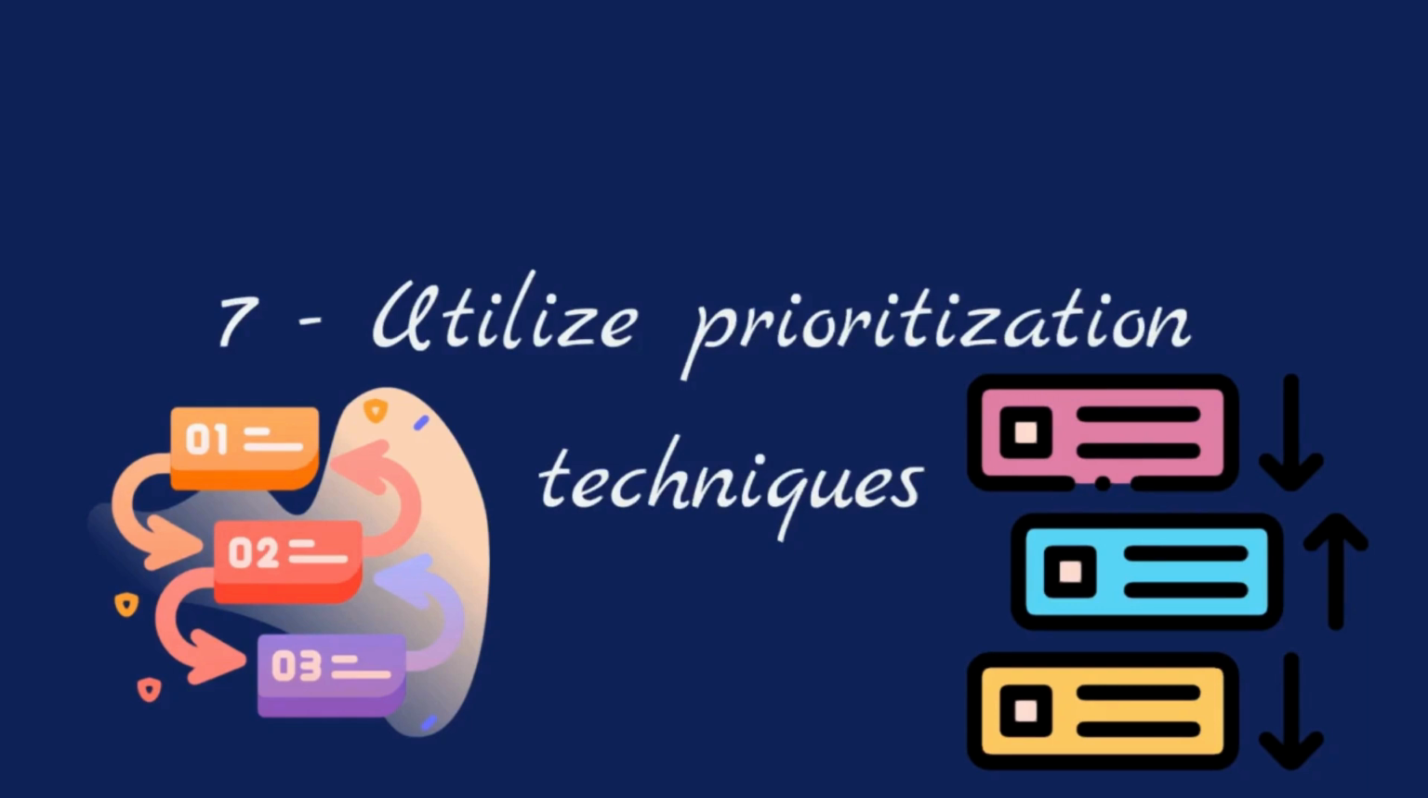Kano model. Classify features into categories like basic, performance, and delight. Prioritize features that provide higher customer satisfaction and competitive advantage.